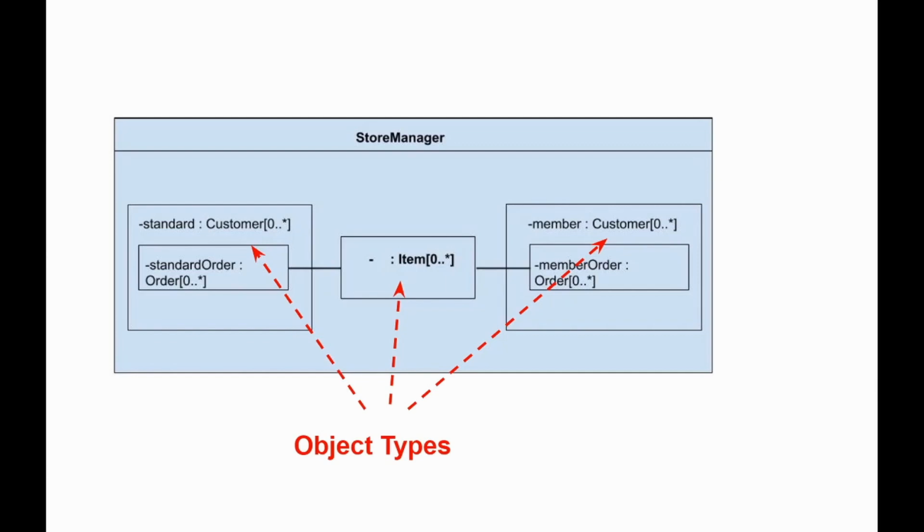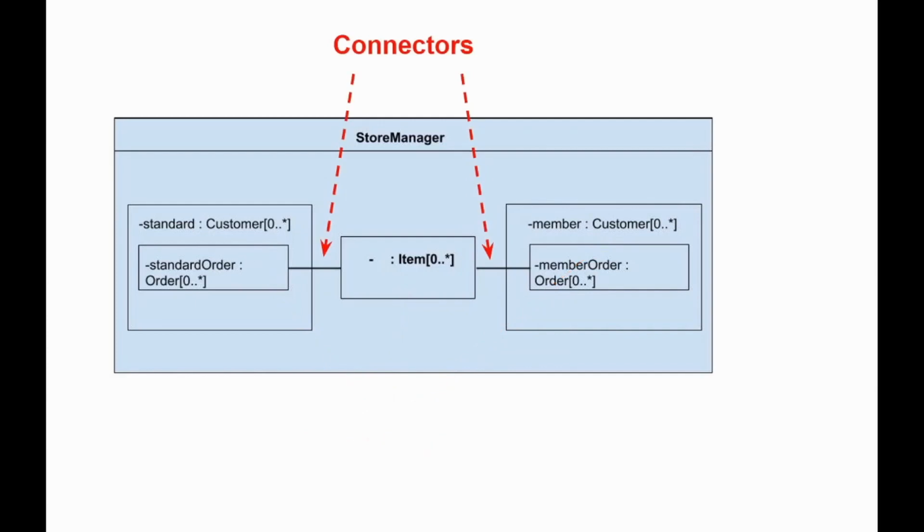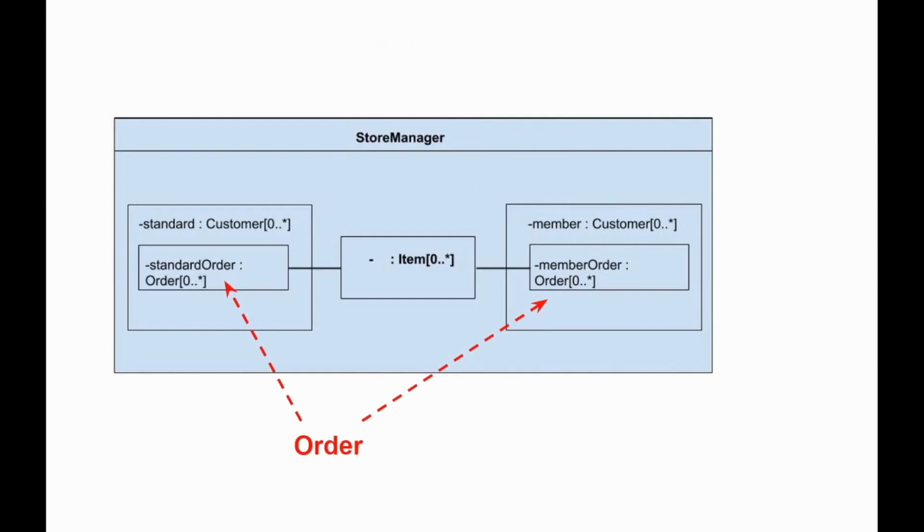Please note that the type of both parts is declared as customer because the store treats both objects as customer objects. We also see a connector that shows the relationship between item and order. Order is not contained directly in the Store Manager class, but we can show relationships with parts nested in the object that it aggregates.